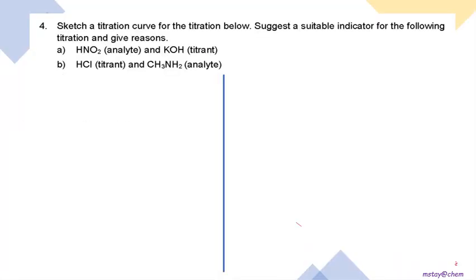Now, let's proceed to tutorial question 4 first. In this question, you are asked to sketch a titration curve for the following titration and then suggest the indicator for the following titration and also give the reason. Okay, so we focus on this part first, sketch the titration curve. When you look at this question, the analyte is the substance that we place in the conical flask, while the titrant is the substance that we will place in the burette.